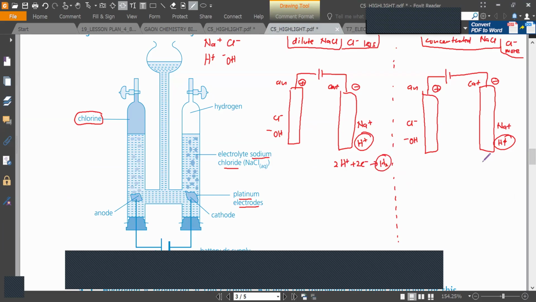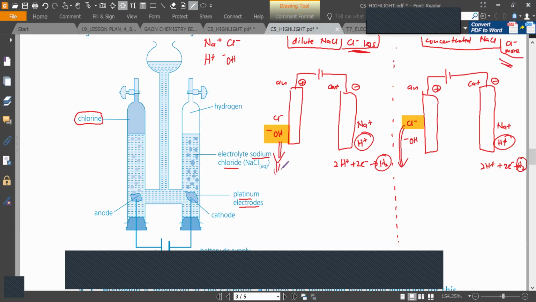So this side, the product is always hydrogen: 2 H plus plus 2 electrons to form hydrogen gas. The product is always the same on this side. On the other side, for the dilute one, we will take hydroxide. Here, it will take chloride. This one has less chloride, so we take this one. This one has more chloride, so we take this one.